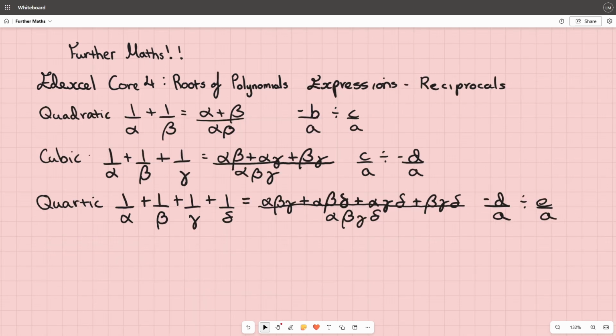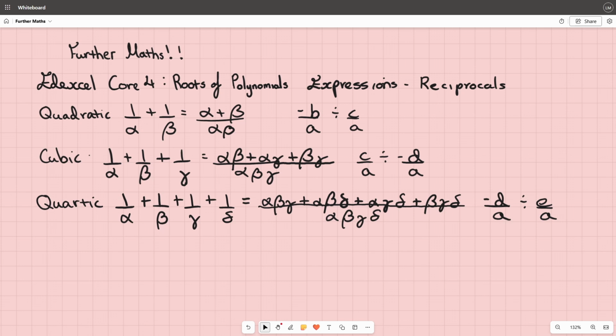Okay, so the next thing I'm going to talk about is expressions, because you get stuff in questions that doesn't always look like stuff you know, and so you have to instead form it into equations that you know. So here we have reciprocals, so you'll often get 1 over alpha plus 1 over beta, and you have to then turn that into alpha plus beta over alpha beta, which then you see is 2 equations that you already know, so that's minus b over a divided by c over a, and then that works for all of them.